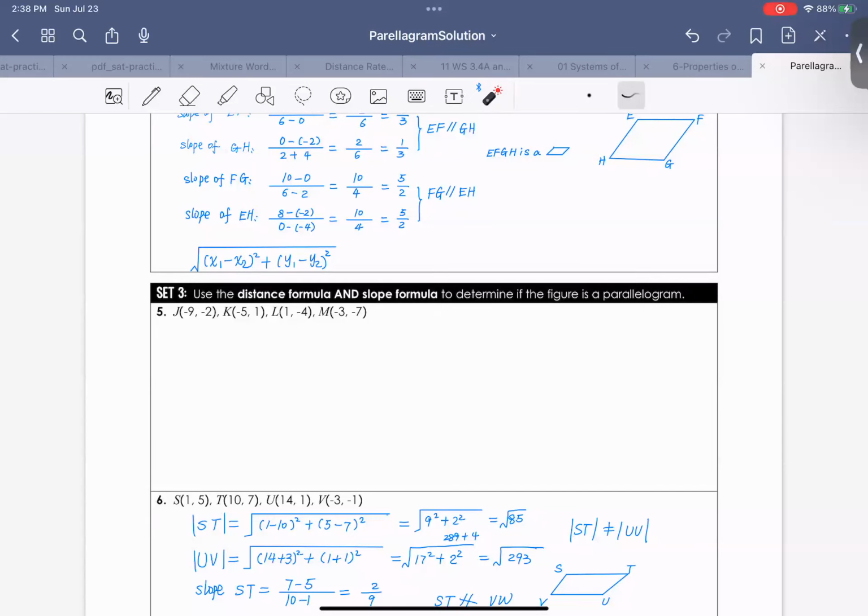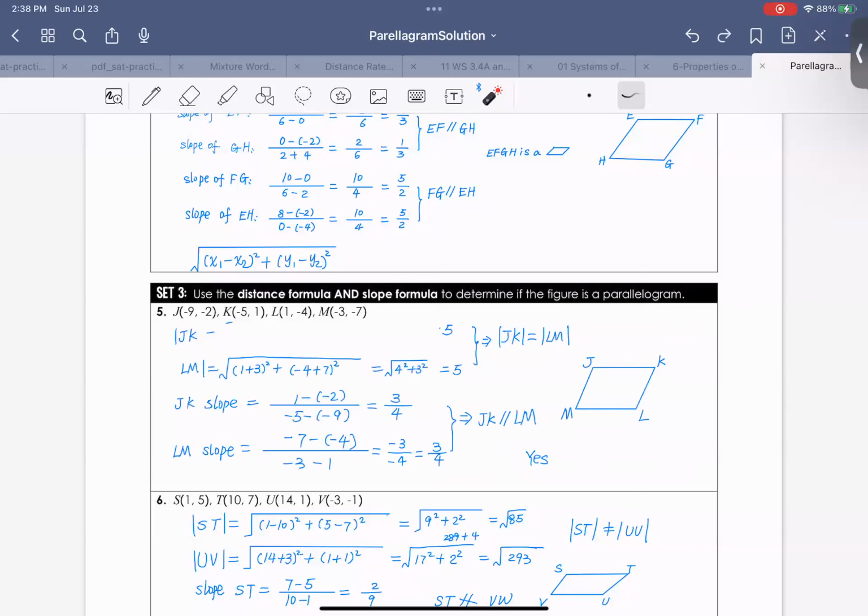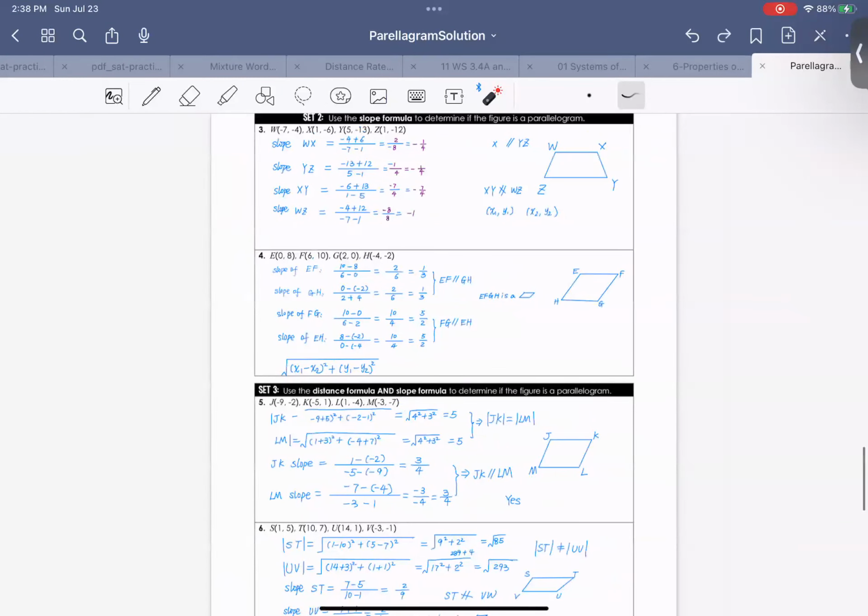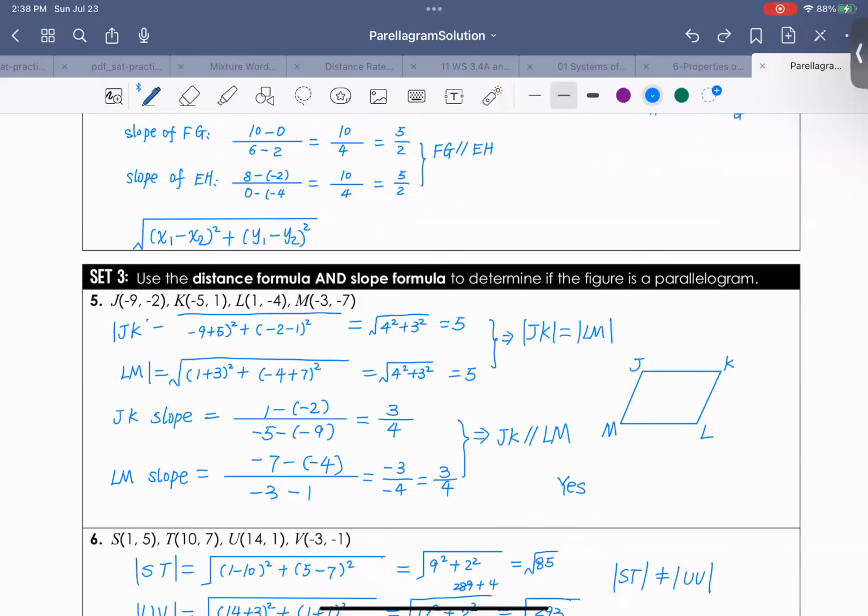Yeah, good job, Timothy. Very good. You prove these two opposite sides. Number 1, you get their distance. So the JK distance is -9 minus -5, which is +5 squared, plus -2 minus 1 squared. So you have the JK distance, and then you have the LM distance: 1 minus -3, -4 minus -7. You have these two distances. You compare them. They are equal.